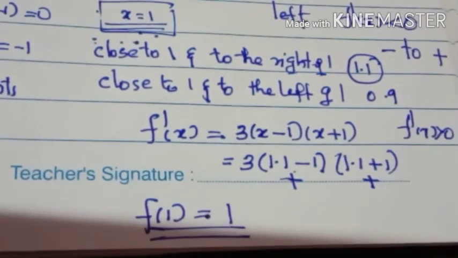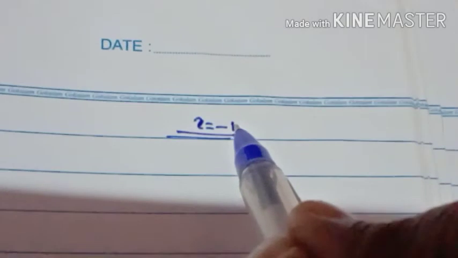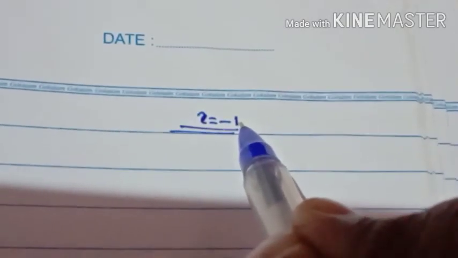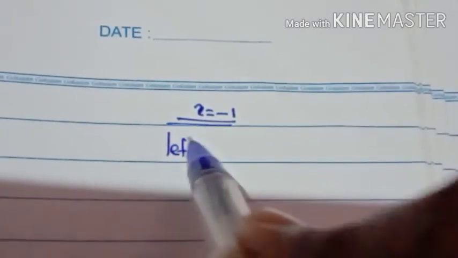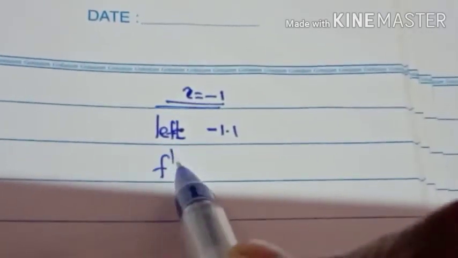Now see x equal to minus 1. When x equal to minus 1, take a number very close to minus 1 and to the left of minus 1. Left of minus 1. Suppose negative 1.1. Now see what f dash of x is.